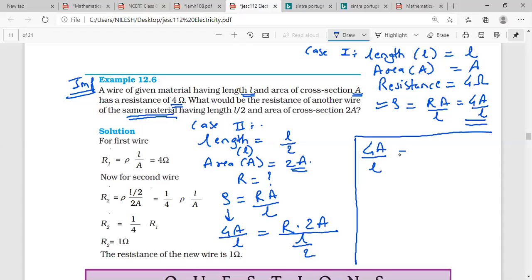4a upon L is R into 2a into 2 upon L. Yes or no? Yes, sir. The 2 in the denominator becomes multiplied by 2 upon L. So ultimately 4a upon L is R into 4a upon L.